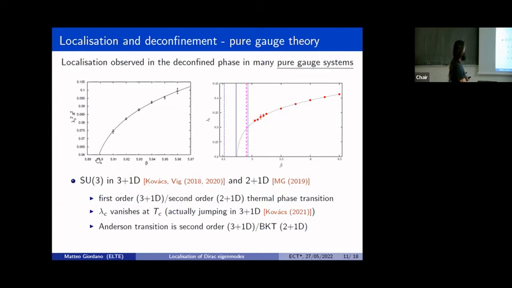Here, the error bar on the critical temperature is much larger because in this case, the Anderson transition is not second order, but a BKT one. I don't have the time to discuss that, but I just wanted to mention that in 2+1, in two spatial dimensions, the Anderson transition is tricky.